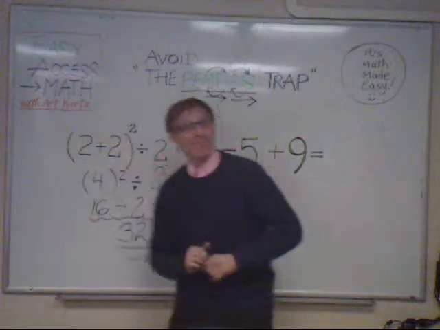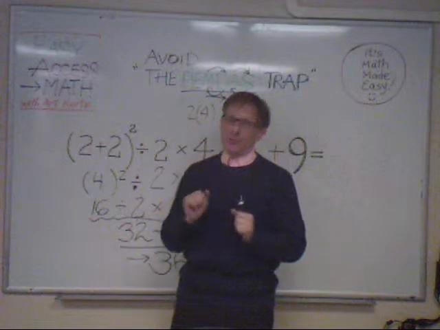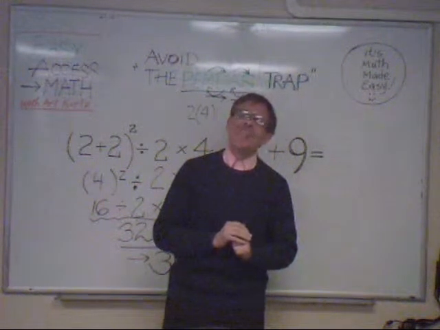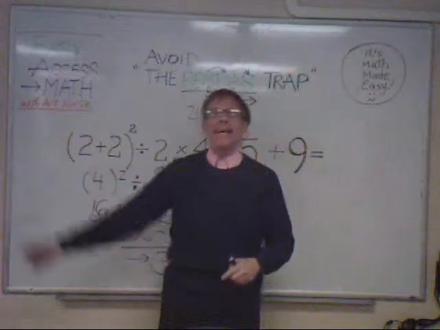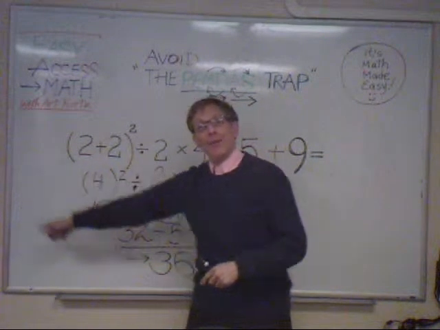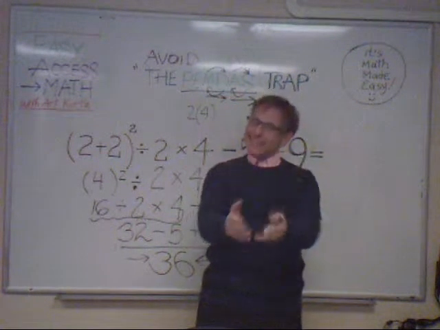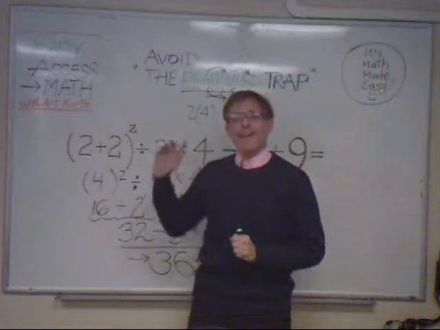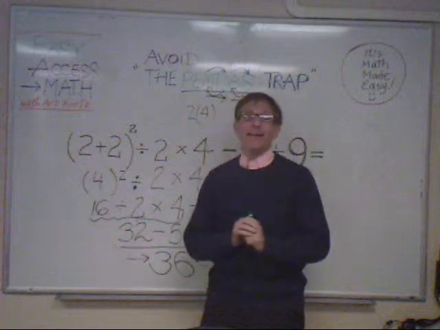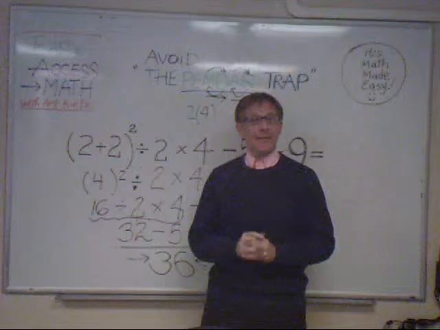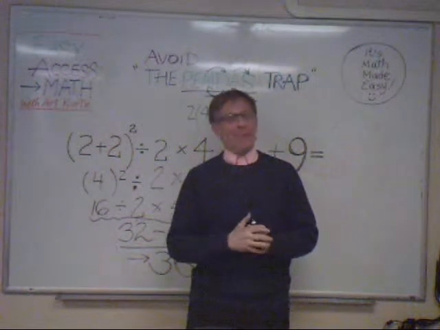Like I said, you could use it as the basic structure, but remember, multiplication and division are equals. And so you do the one on the left first, from left to right. Addition and subtraction are equals. Again, you go from left to right. The one on the left first. And that's how you avoid the PEMDAS trap.